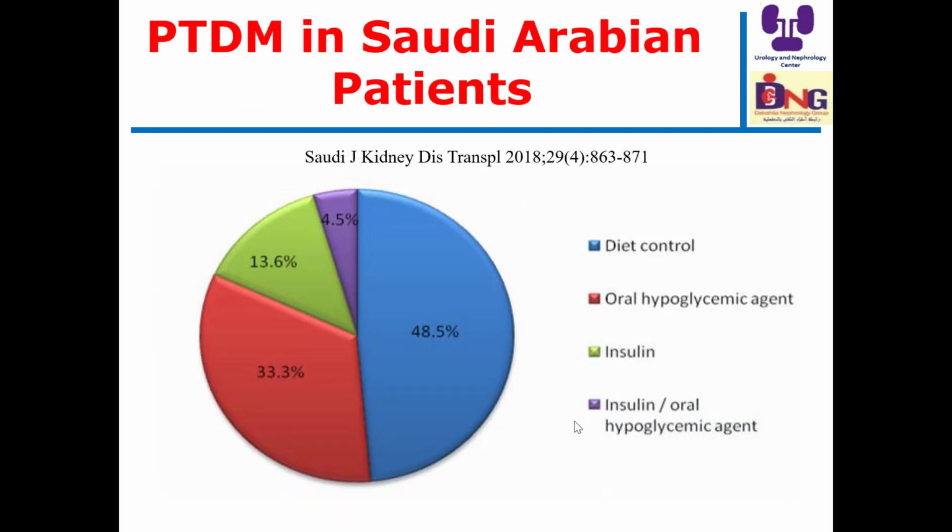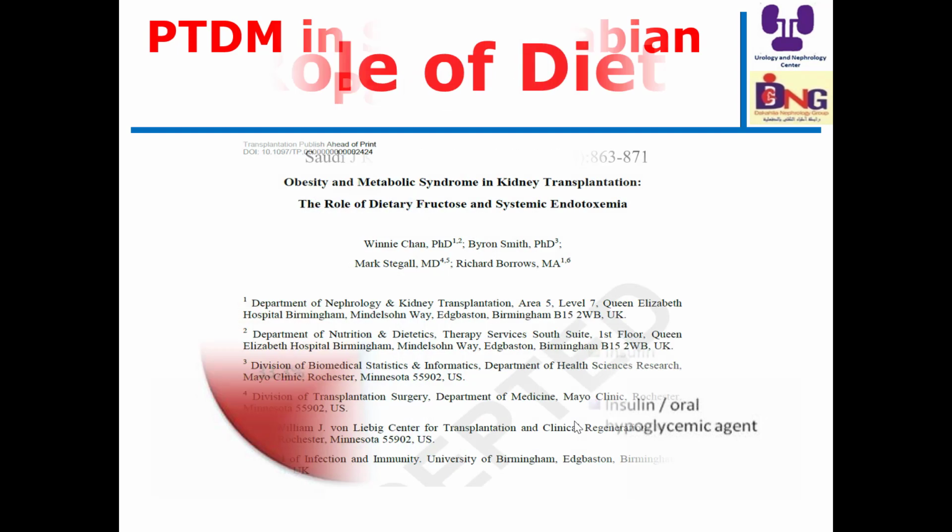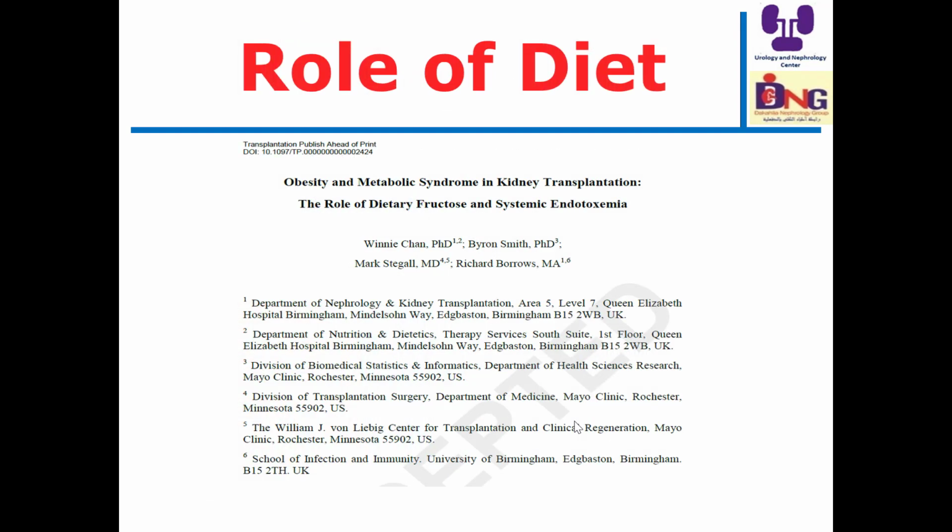This is from the Saudi journal. The management of post-transplant diabetes is through the same traditional ways of management: diet, lifestyle, and using drugs, oral or insulin, or a combination of them. Regarding diet, we should avoid obesity and metabolic syndrome in transplantation, and this will improve the glycemic state.